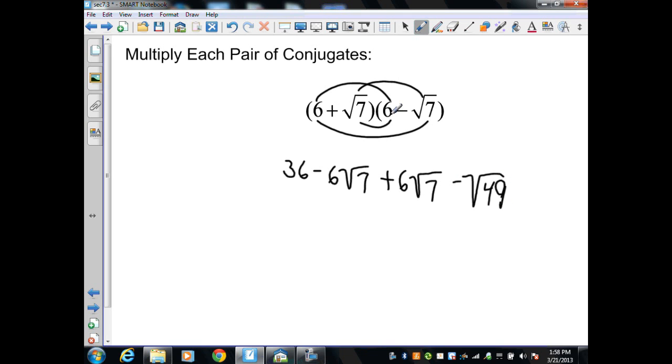In other words, this factors into a difference of squares. And we know when we FOIL a difference of squares, it eliminates my middle term. And in that case, it eliminates my radical. So I bring down my 36. I have a positive 6 square roots of 7 and a negative 6 square roots of 7. Therefore, when I combine, those go to 0, or they eliminate. And I know the square root of 49 is 7. And when I do the final simplification, I get 29. And now the denominator of my fraction would not have a radical, it would have a real number.